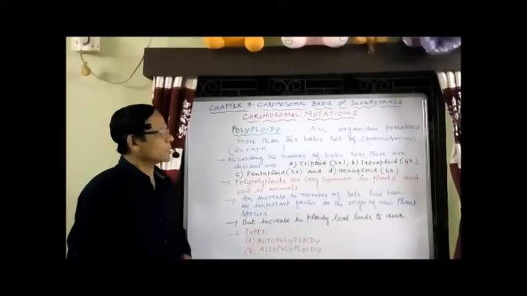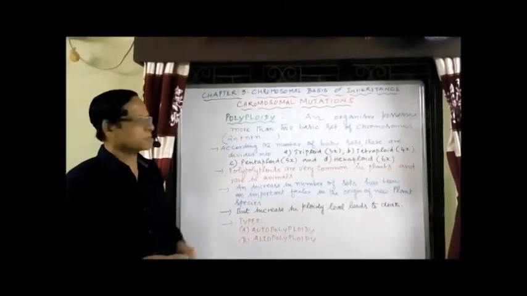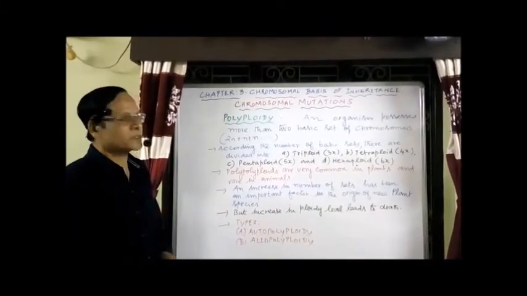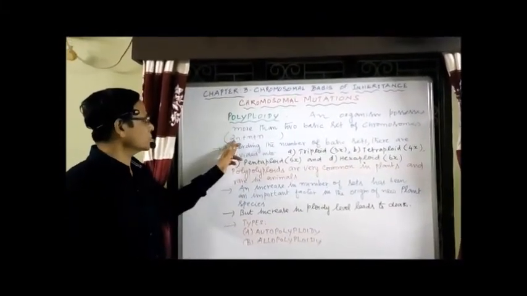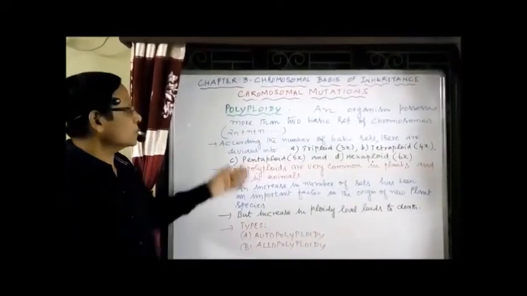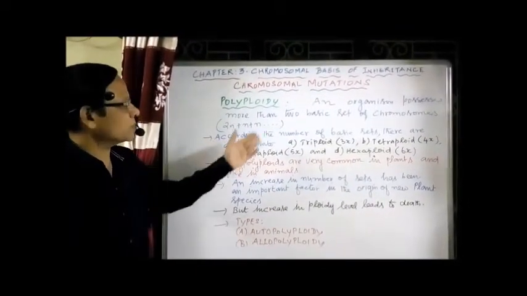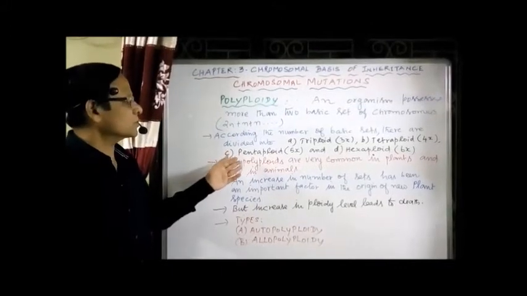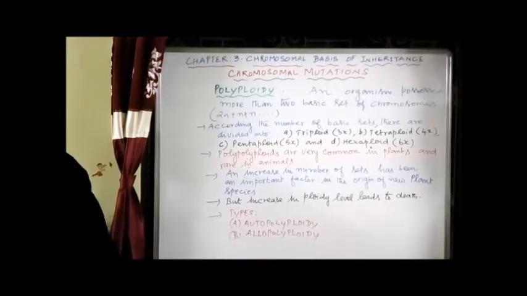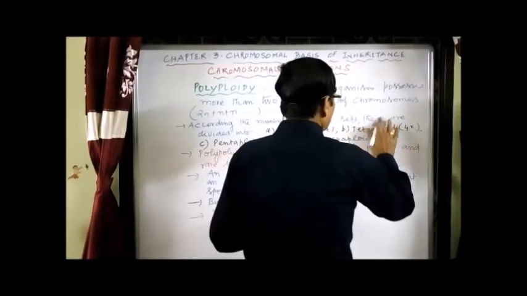Now what is polyploidy? It is a condition where an organism possesses more than 2 basic sets of chromosomes. For example, 2n plus n, according to the number. According to the number of basic sets, this is one type of classification. These are divided into the following types.